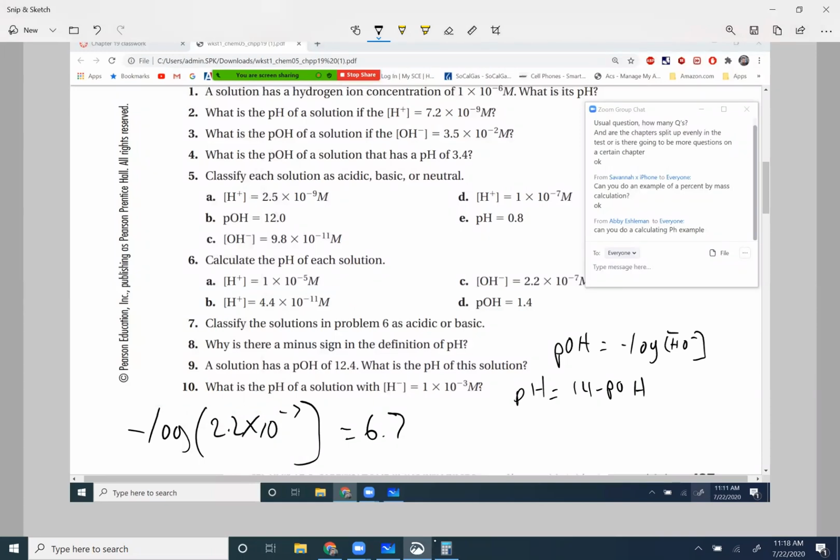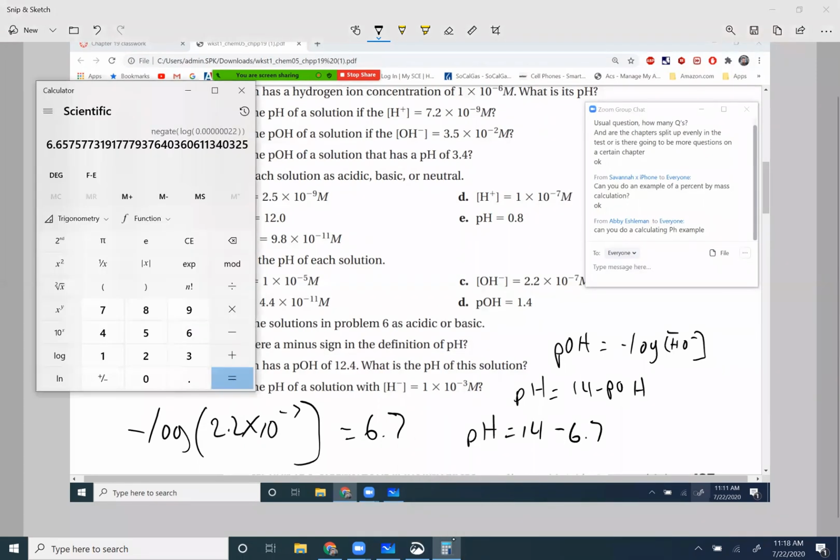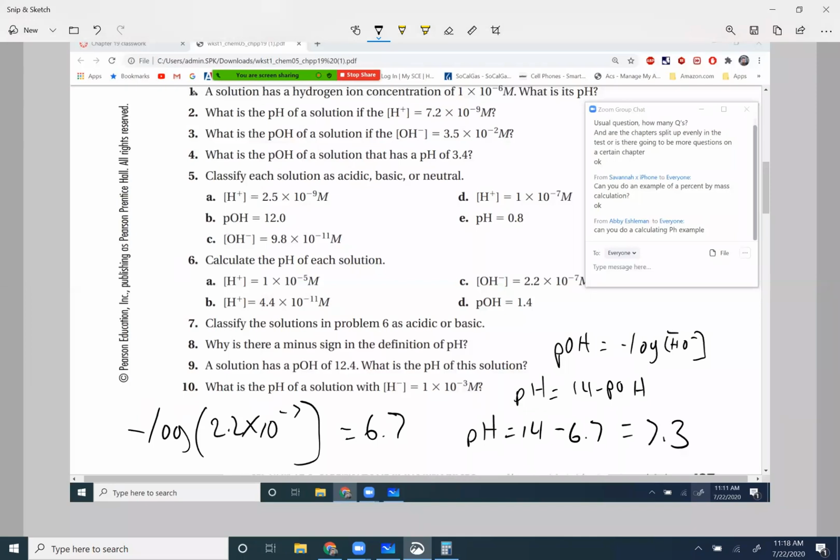So remember, that's the pOH. And so the pH is going to be then 14 minus the 6.7. So let's do 14 minus 6.7. Oops. 7.3. So what's the pH of this? 7.3.